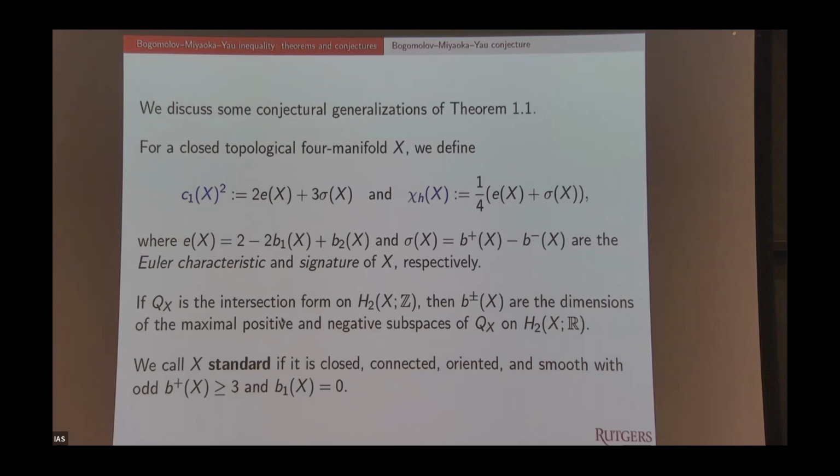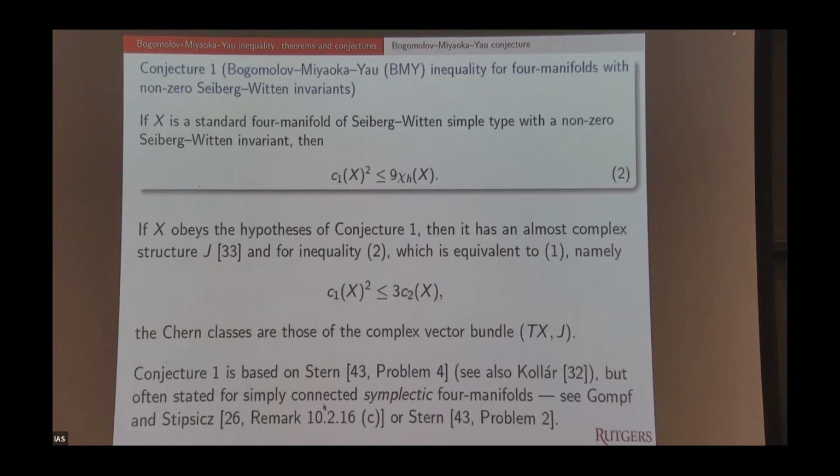And this last constraint is not something we feel is essential, but it makes life a little bit easier. All right, so here's the conjecture. I'll explain why it also includes symplectic four manifolds in a moment. So the conjecture states that if you have a standard four manifold of so-called Seiberg-Witten simple type with a non-zero Seiberg-Witten invariant, then this inequality holds.